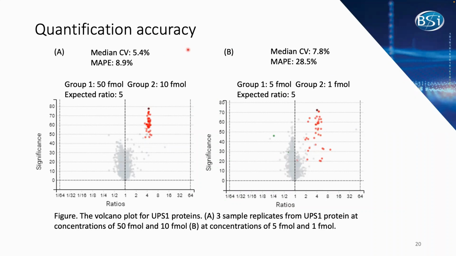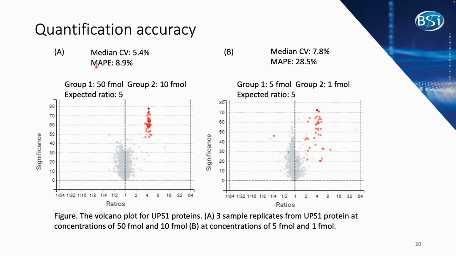When looking at the result from pairwise comparisons of 2 concentrations, 3 replicates in each concentration, the left volcano plot shows the result comparing the UPS1 proteins at 50 femtomole and 10 femtomole, while the right volcano plot shows the result comparing the UPS1 proteins at 5 femtomole and 1 femtomole. The expected ratio in both cases is 5, but we can see the measured ratio of UPS1 proteins were more scattered for the comparison of lower concentrations differing by 5-fold.